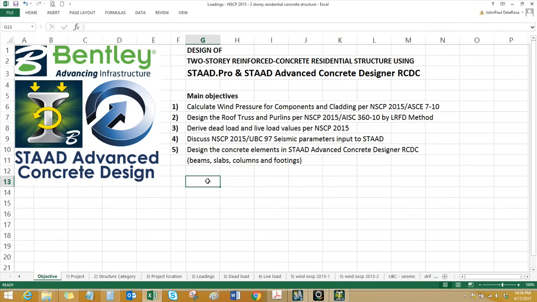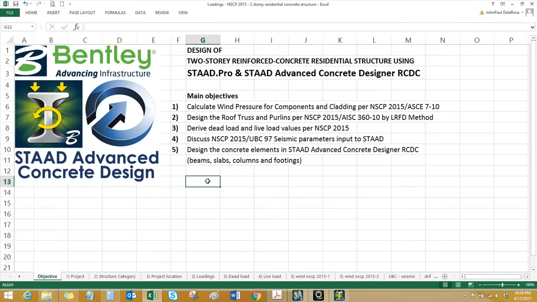So, design of two-story reinforced concrete residential structure using STAAD.Pro and STAAD Advanced Concrete Designer RCDC. During the course ng tutorial natin, meron tayong five main objectives. Yung number one is calculate wind pressure for components and cladding per NSCP 2015 and ASC 710.